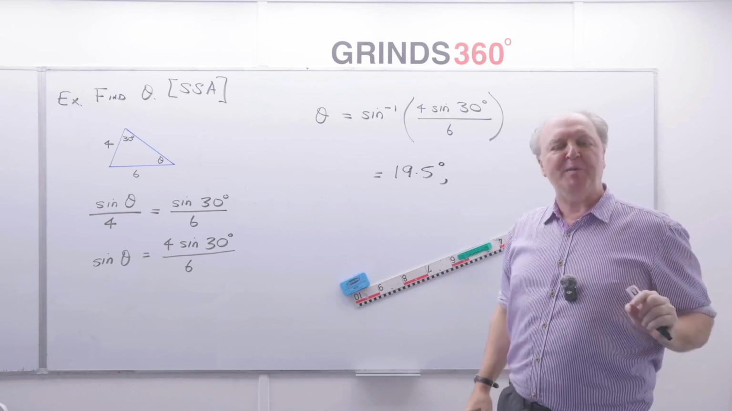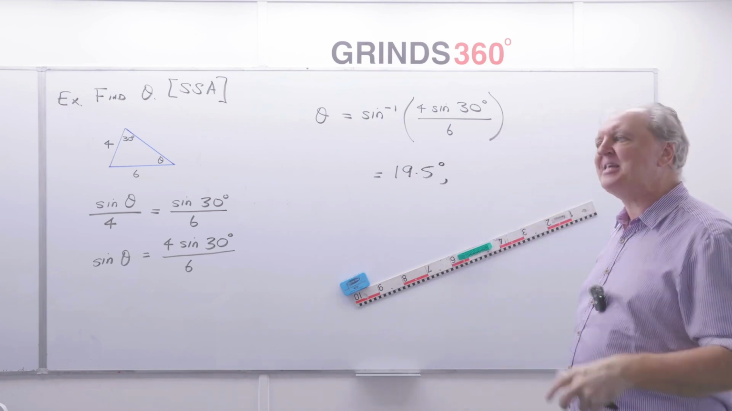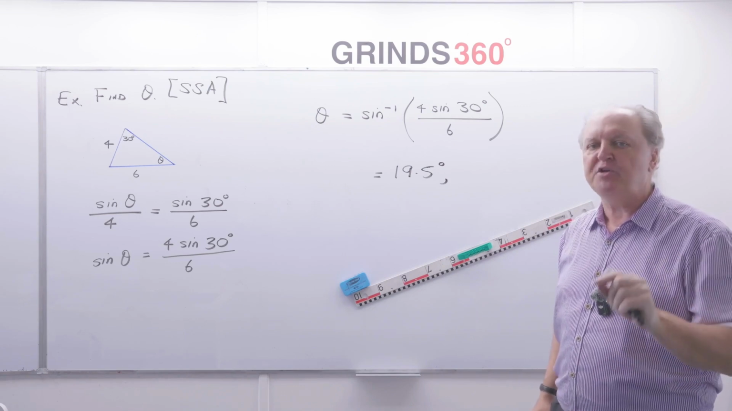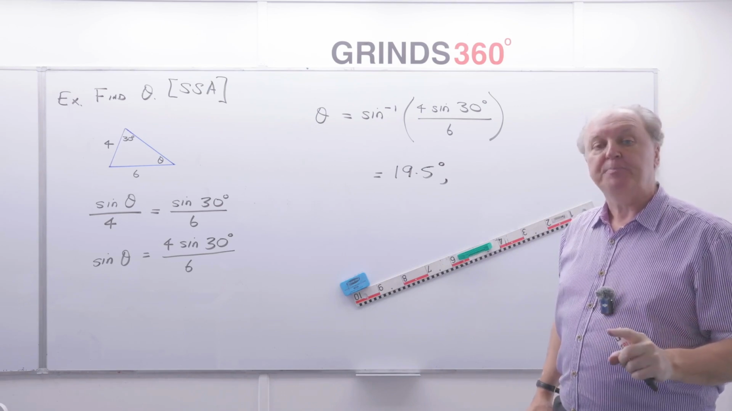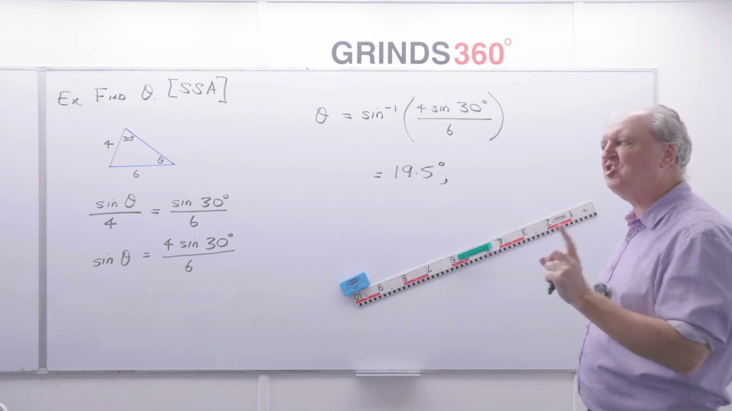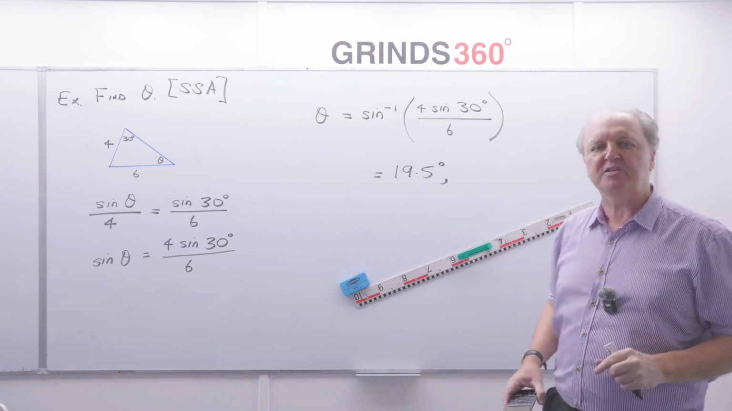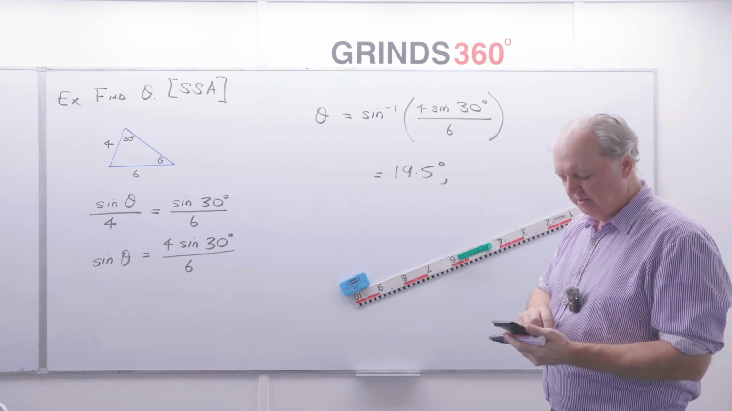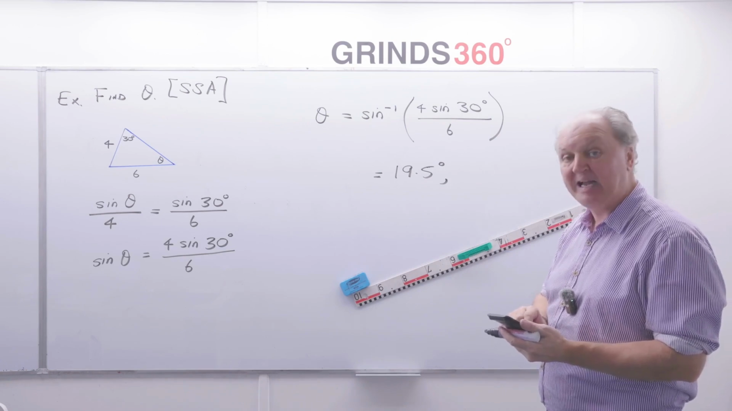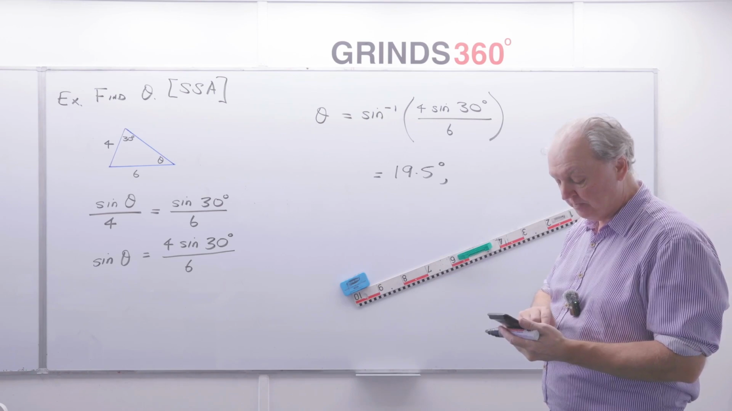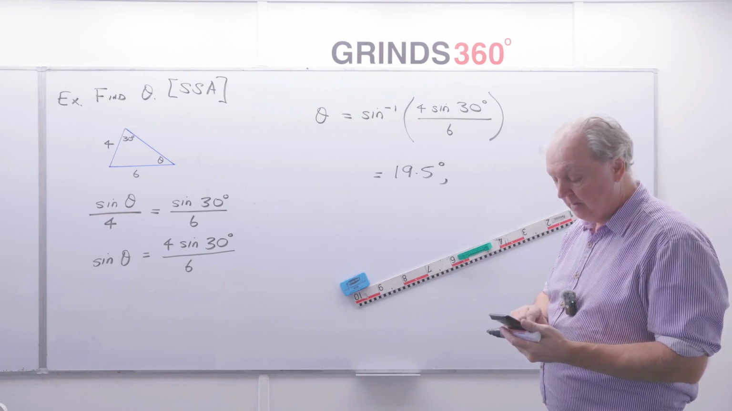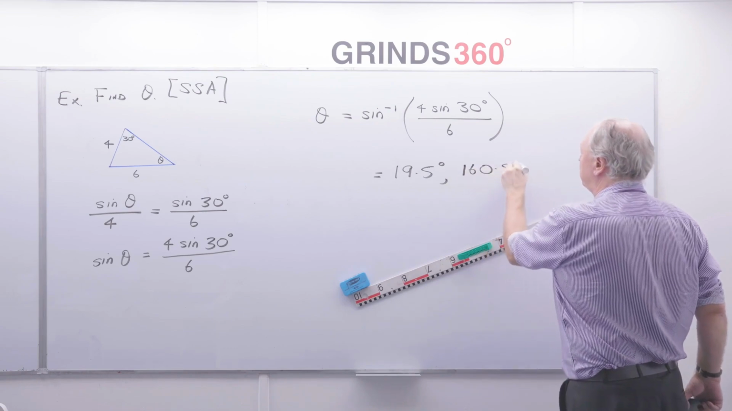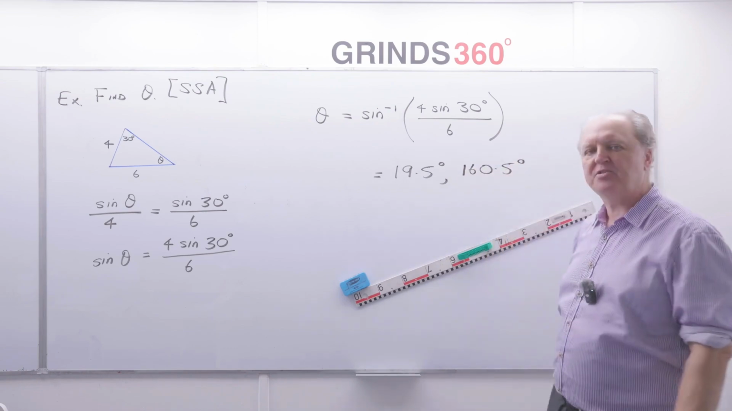Now, there's two possible answers every time you use sine. Sine is ambiguous, and you should always check for the second answer. Sometimes you need it, sometimes you don't. Sometimes there is no second answer, but always check. How do I find the second answer? I take that angle away from 180 degrees. The reasons we do that are explained in more detail in your maths courses. So I get 160.5 degrees. There are two possible answers.